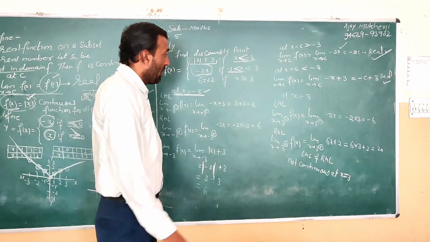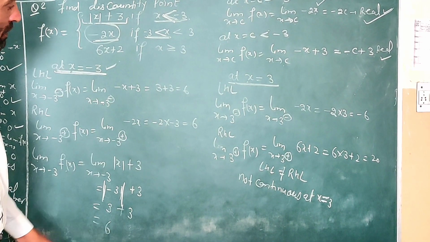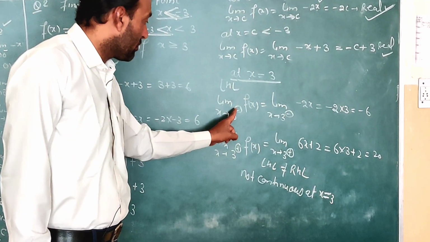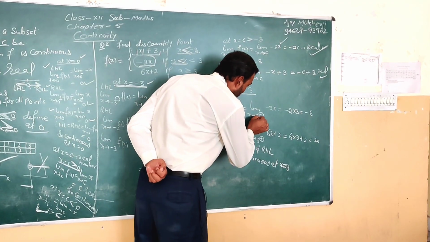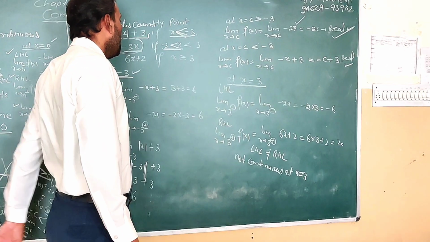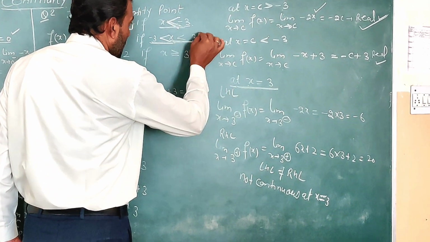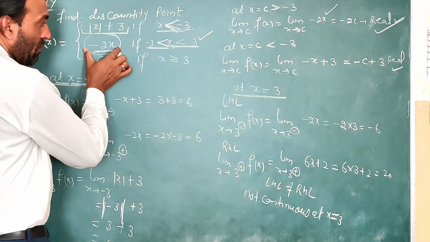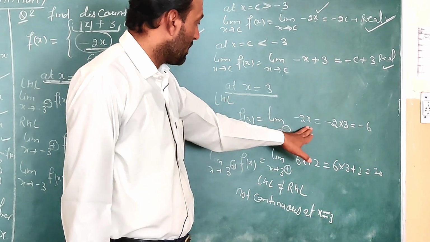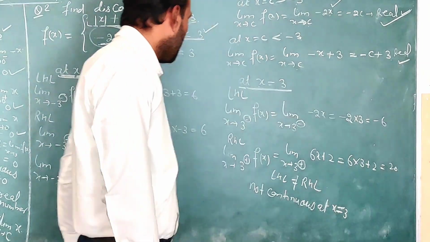Now we discuss x equal to 3. At x equal to 3, the left hand limit is limit x tending to 3 negative of f(x). On the left side x is less than 3, so the expression is minus 2x. Write down here minus 2x, and x is replaced by 3. Minus 2 into 3 gives the answer minus 6.